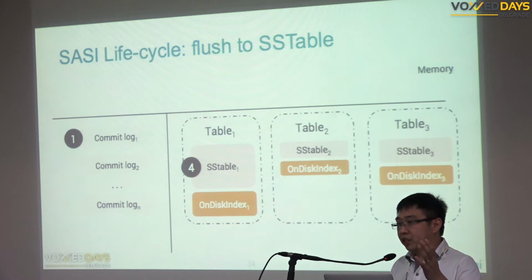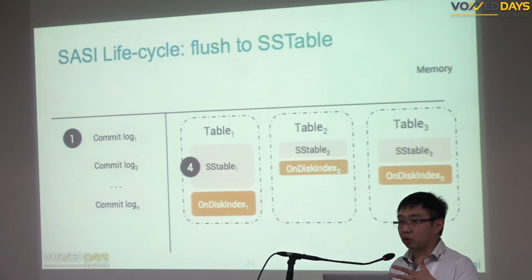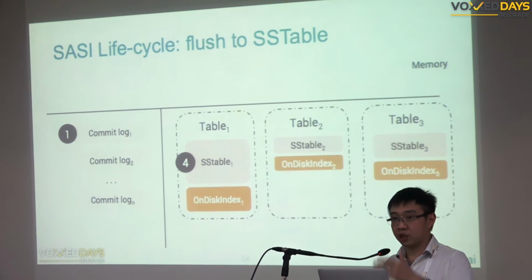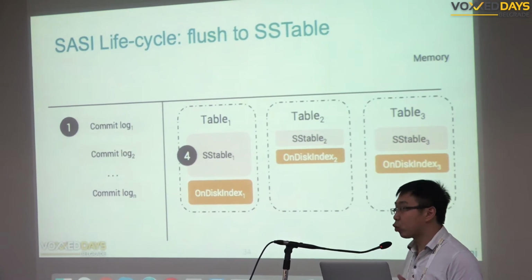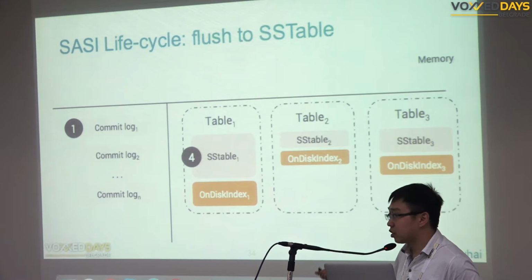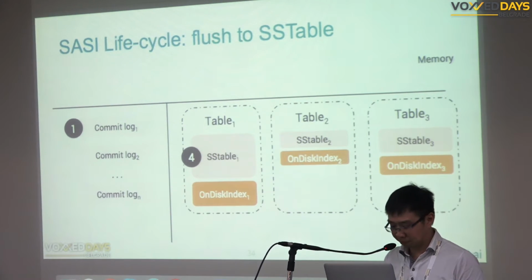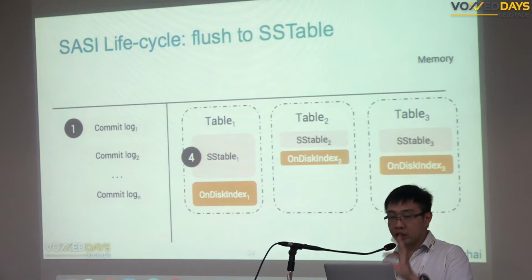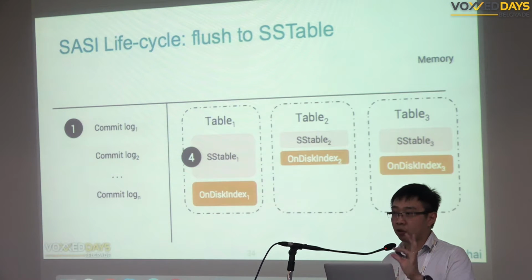We cannot keep data in memory forever. So after some time, we flush the data to disk. At the same time we flush the original data to disk, we are also creating the index data structure on disk, right? Because the index data follows the same life cycle as the original data.